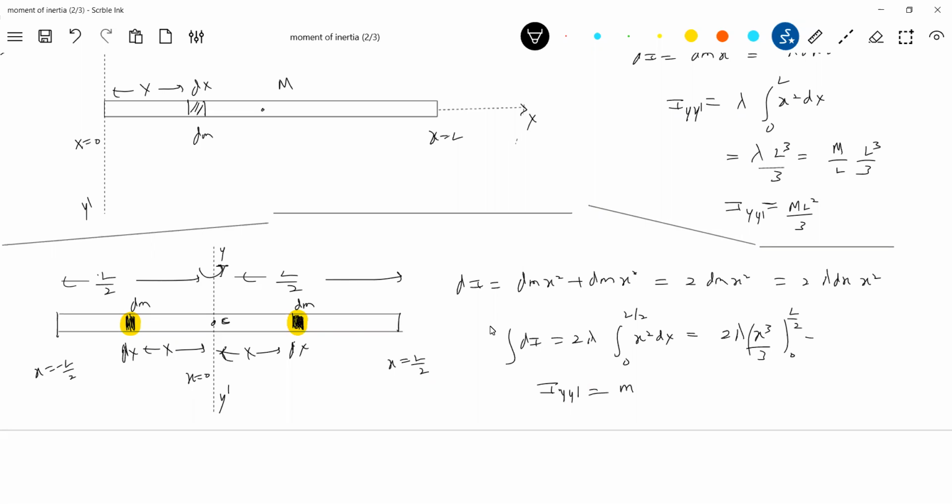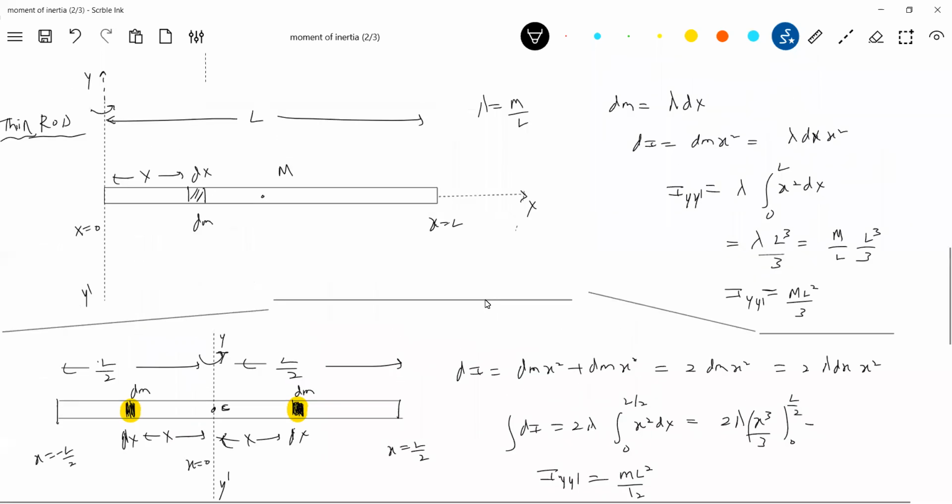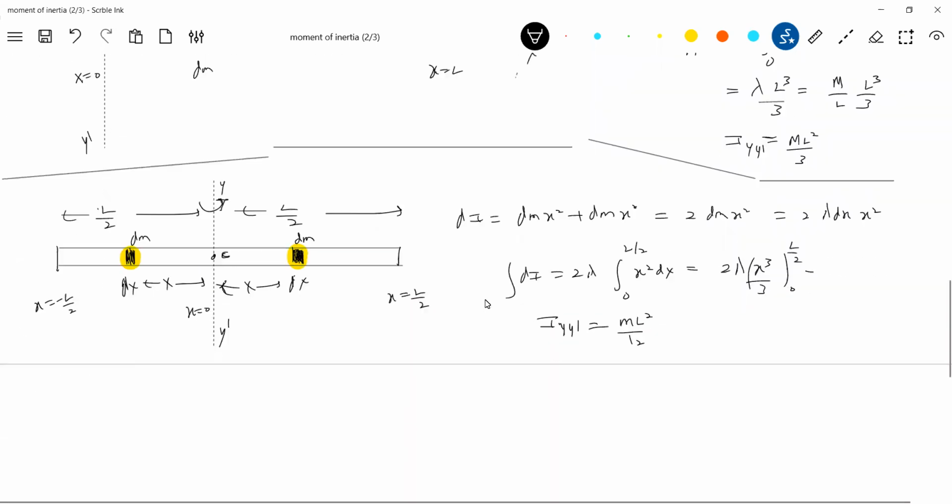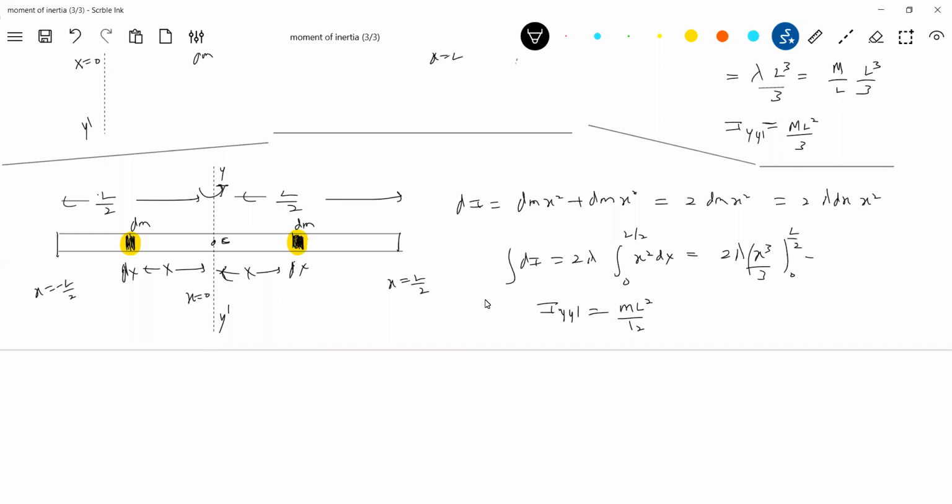I dash equal to ml square by 12. Sir, I'll assume only one element. If I assume one element, then what should be the limit? Minus L by 2 to plus L by 2. There's a basic integration you should follow here. So we can also write this as dI is equal to dm x square, then further lambda dx x square.